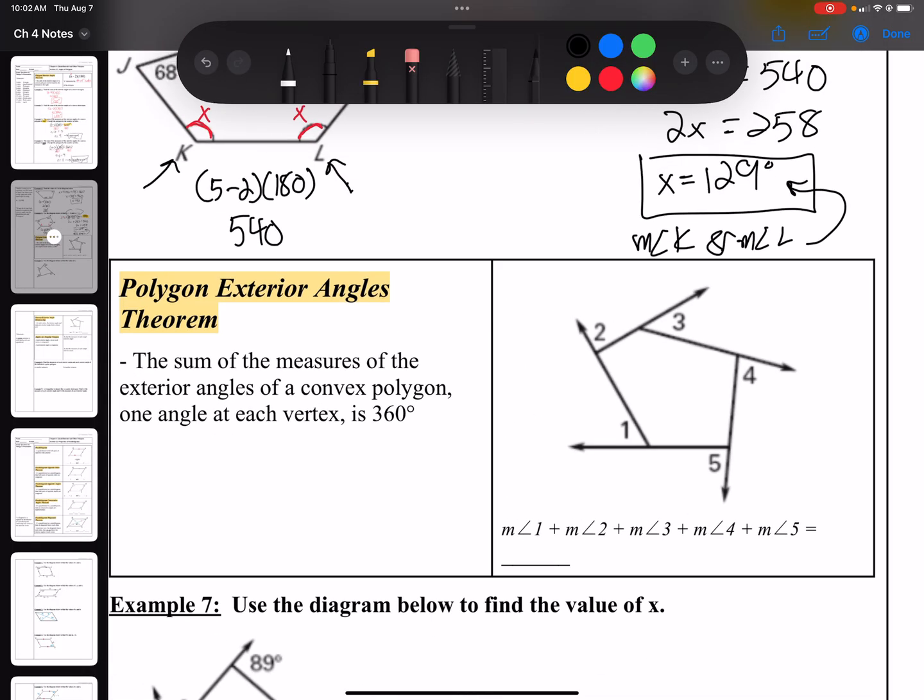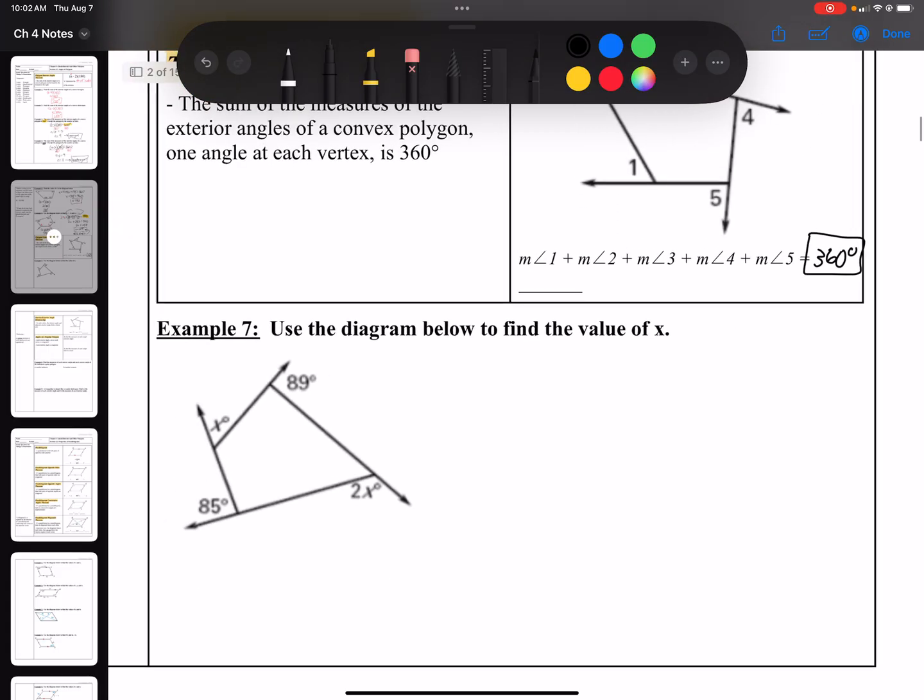The angles on the outside, the exterior angles in a polygon, will always add up to 360 degrees. Always. It will always be 360. Doesn't matter how many sides the figure has. If it's got 3, 4, 5, 6, 7, doesn't matter. Exterior angles will always be 360. Interior, number of sides minus 2 times 180. Exterior, always 360. Find the value of x.